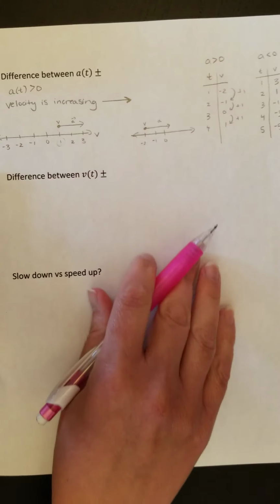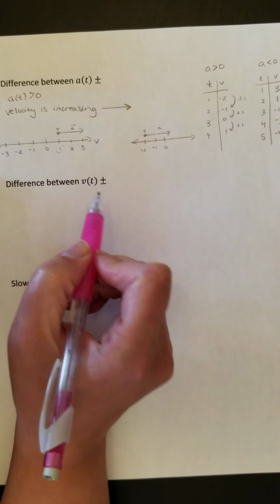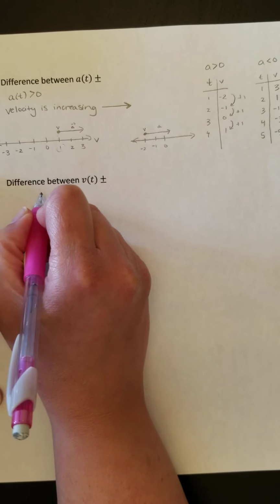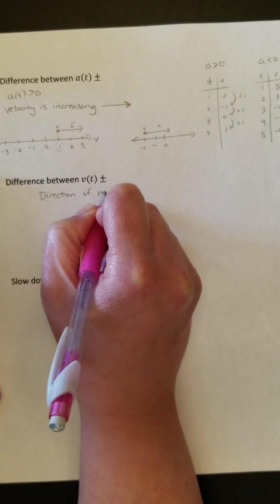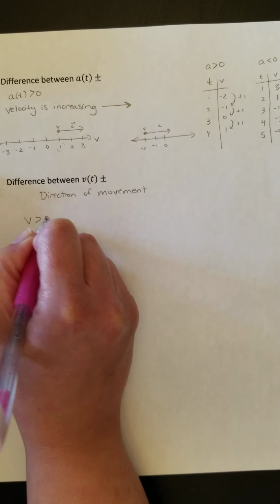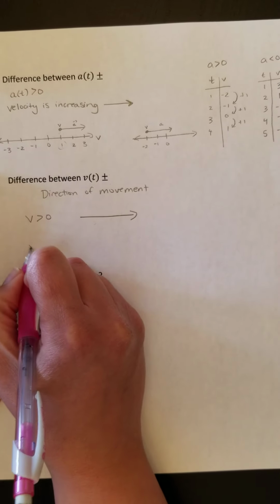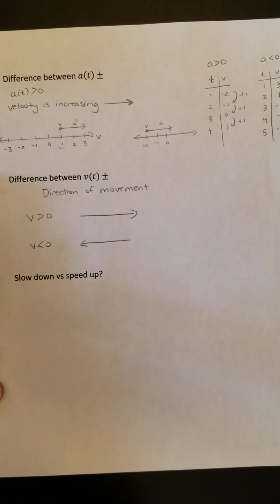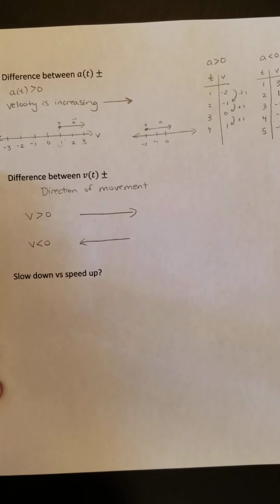Okay. So I'm going to get down to the speeding up or slowing down. The difference between velocity, whether the sign is positive or negative, that tells you the direction of the movement. So if the velocity is positive, movement is in the positive direction. If the velocity is negative, movement is in the negative direction. And that can also be up or down, but more typically it's shown as right and left, like it would be on a number line.